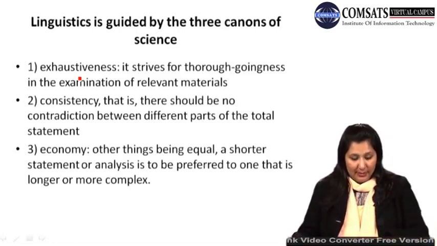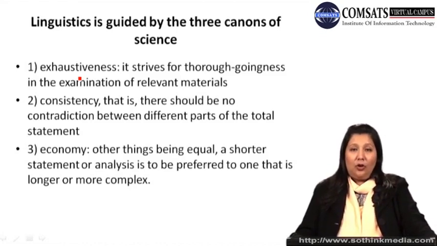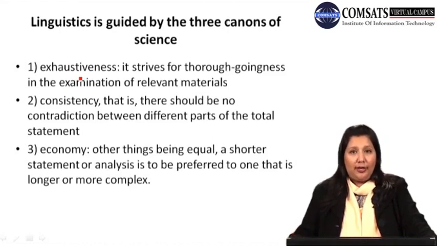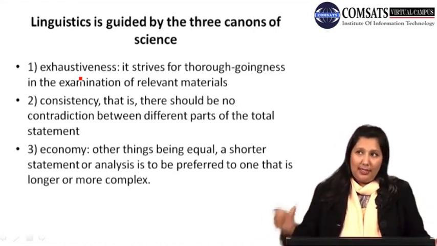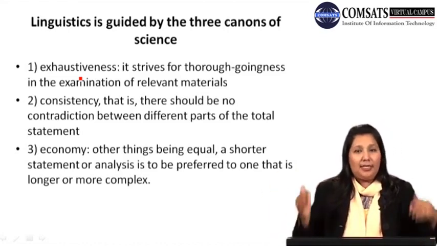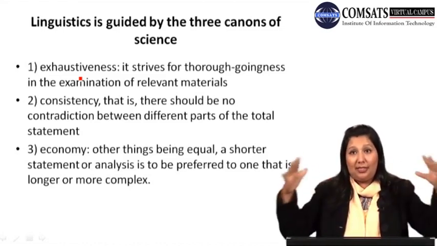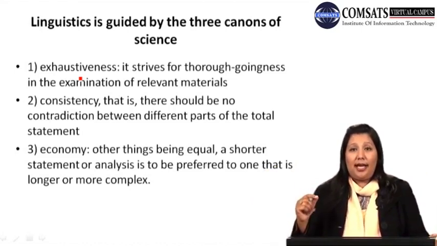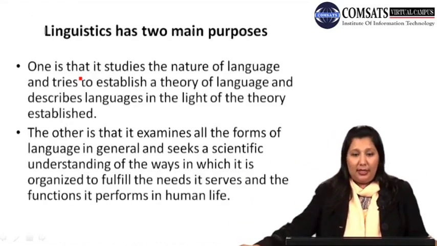The third is economy. Other things being equal, a shorter statement or analysis is to be preferred to one that is longer or more complex. The shorter things must be preferable rather than the larger contexts. What does it mean? It means that economically it must be affordable. Economically, the small things must be affordable rather than the complex and the larger and bigger things. So linguistics has all these three scientific principles, the scientific guidelines to follow.